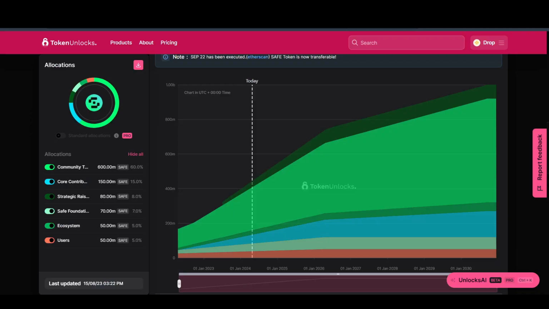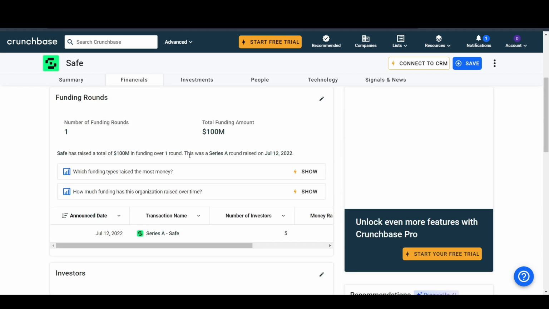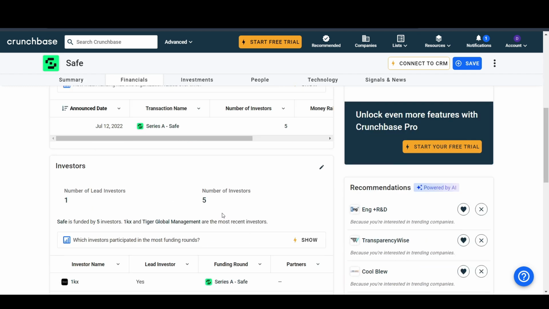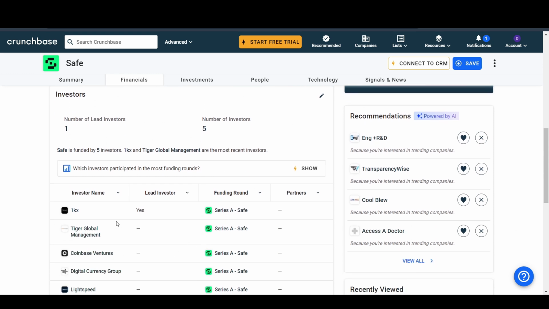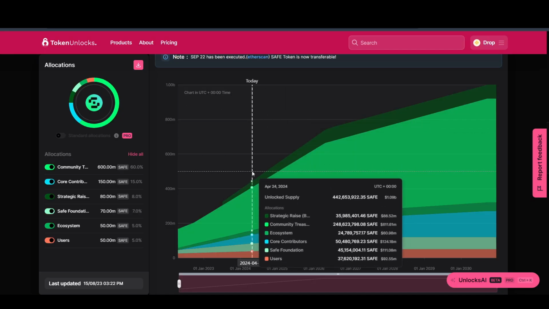If we look at the investors, we have 1KX, Coinbase Ventures, Digital Currency and Lightspeed. They raised around 100 million. I think the investors are expecting a profit, but it is unclear whether they will sell or not. We never know, but still they have started to get their coins as of now, as you can see.